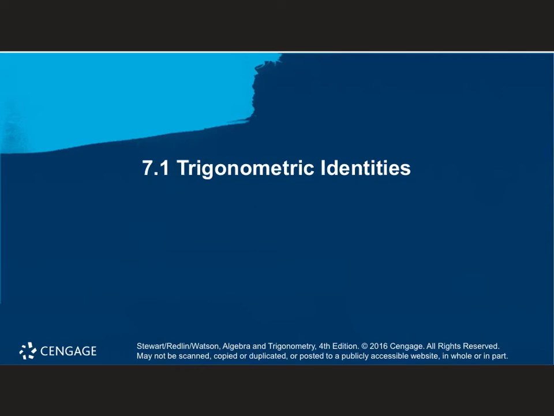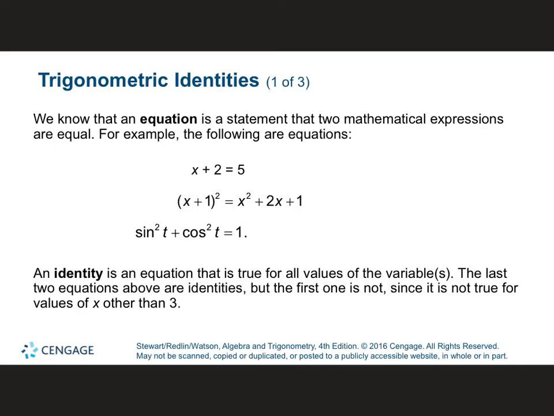7.1 goes over trig identities. You want to think about these like equations, or they are going to be given to you as equations, but you want to realize that an equation is two statements that are equal to one another. These identities are working in the same way. So an identity is an equation that is true for all values of the variables.